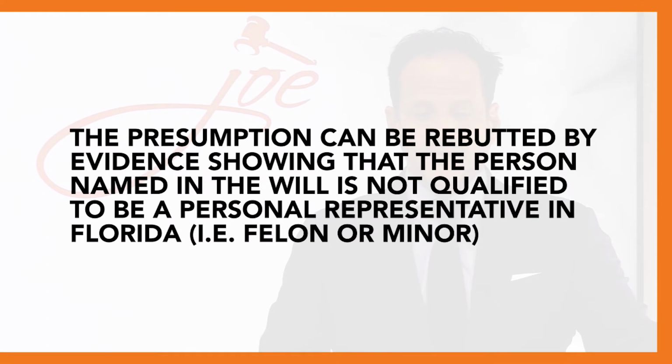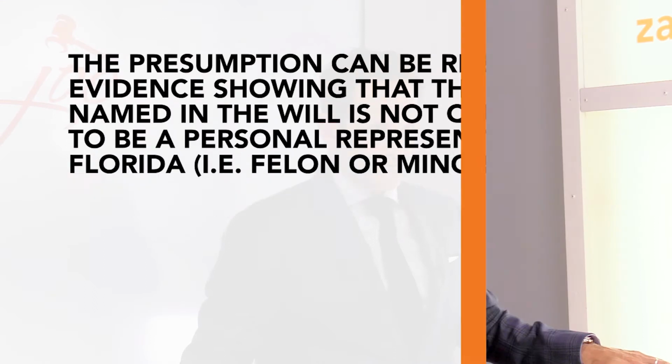Those challenges are like a felony, for instance. If a person has been nominated as the personal representative in a will, and that person has, subsequent to that will, committed a felony and been convicted of a felony, then that person is ineligible to be a personal representative of an estate in Florida. So now that person can't be the personal representative. And if there's not a backup person in the will, then the court has to basically hear arguments about who is best suited to be the personal representative at that point.